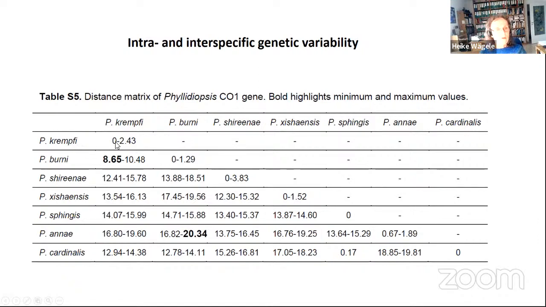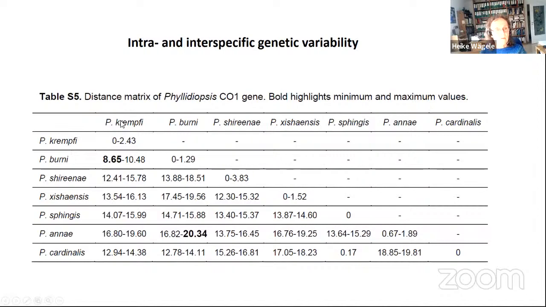Within, for example, Phyllidiopsis krempfi, we had about 4 or 5 specimens, and the intraspecific variability, the genetic distance, goes between 0, because some were just identical, and 2%. This is actually the percentage, it's already calculated in percentage. So we have here 2% up to less than 3% intraspecific variability in Phyllidiopsis krempfi.